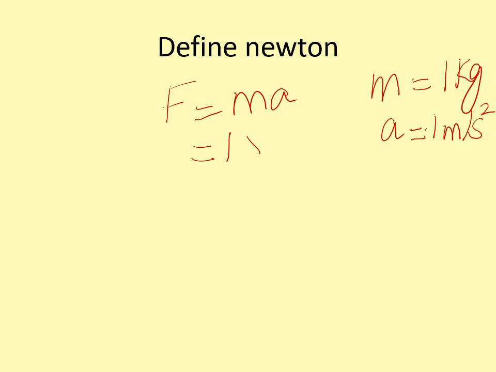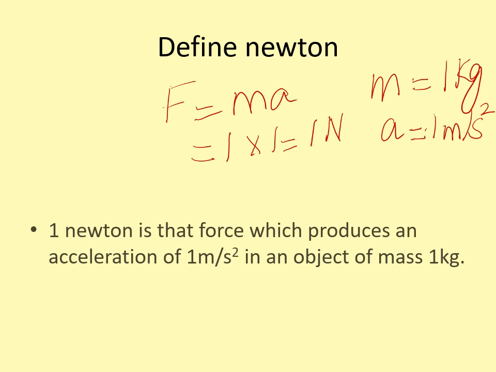So mass is 1, acceleration is 1, and I end up getting 1 Newton. So what is 1 Newton? 1 Newton is that force which is producing an acceleration of 1 meter per second square in an object of mass 1 kilogram. So that is how we define 1 Newton. The force that produces an acceleration of 1 meter per second square in an object of mass 1 kilogram. Okay, keep this in mind in case they ask you in the exams.